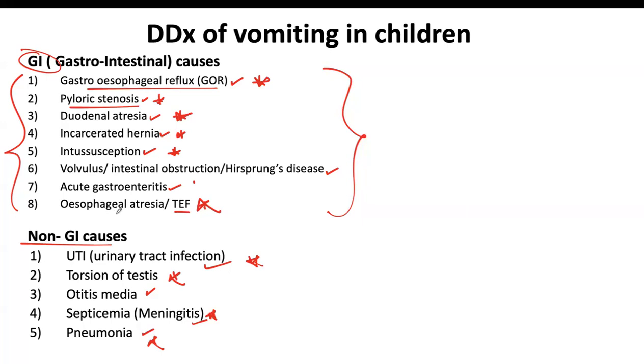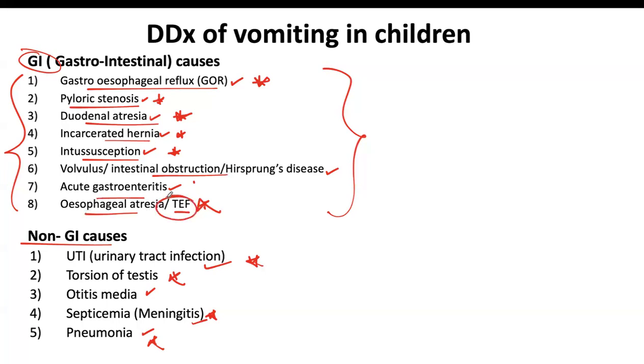Duodenal atresia, esophageal atresia, these come with vomiting immediately after birth. We will discuss this case, but there is not much of a question that you can ask. Hernia, we are asking. Intussusception, obstruction, we are asking. Gastro will be covered by the diarrhea question.